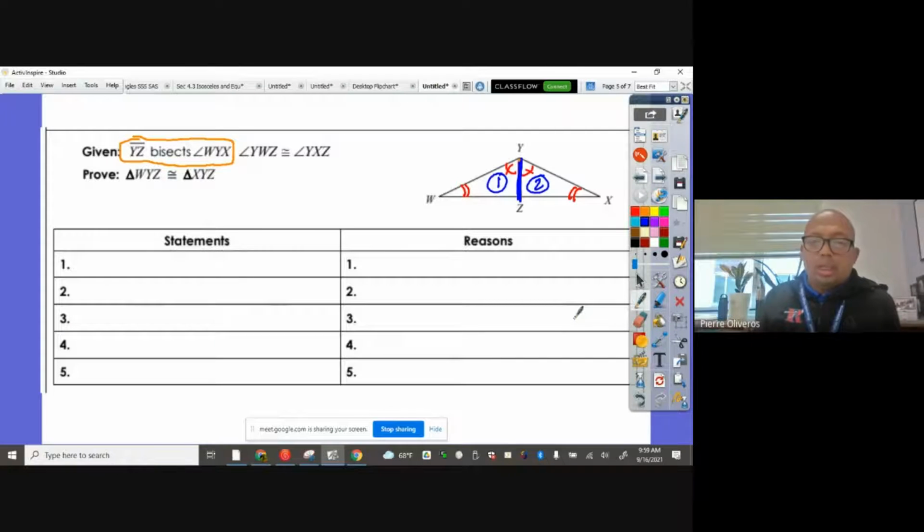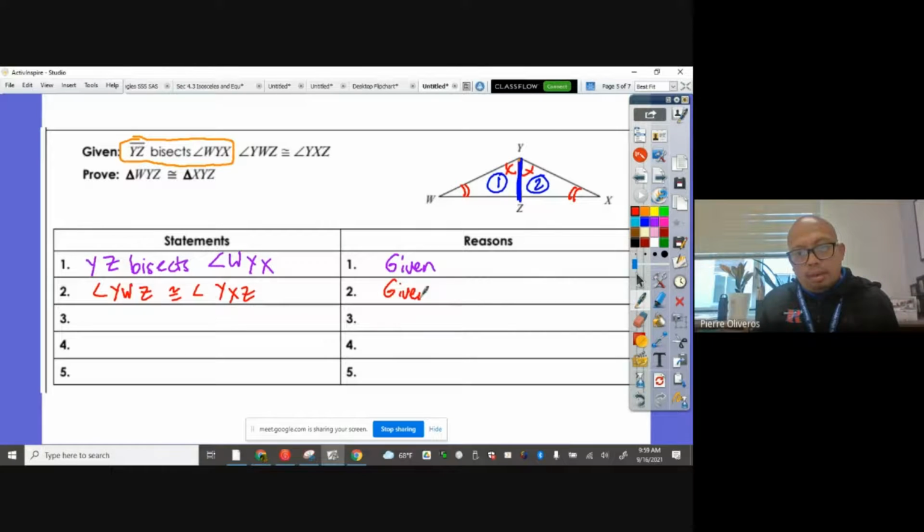Let's go ahead now and put it in our two-column proof. So for the beginning, we say here that YZ bisects angle WYX. And that's the given. The next one there, we're going to write angle YWZ is congruent to angle YXZ. That's also a given. Now let's apply the given. Since we know that YZ is a bisector of the angle WYX, it makes these two angles here equal. So I can say that angle WYZ is congruent to angle XYZ.